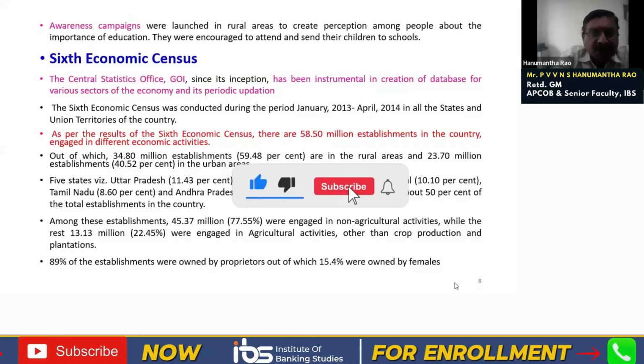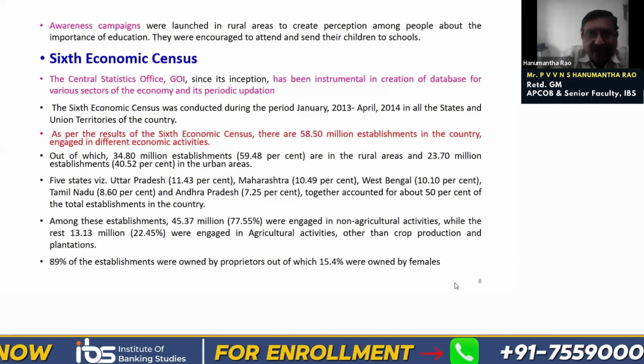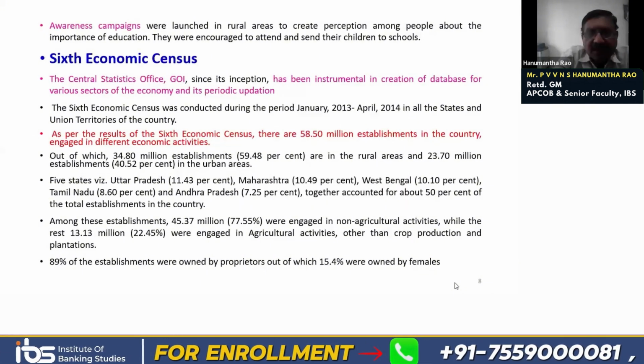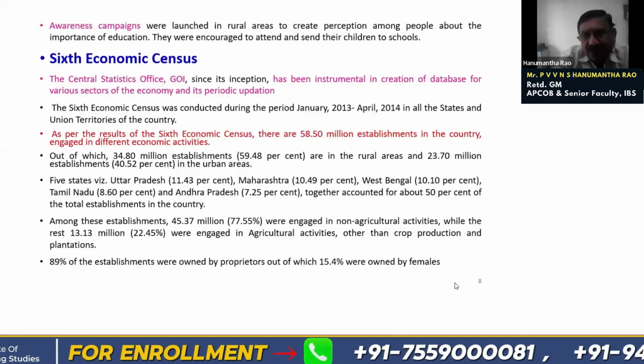22.45%, that is 13.13 million. Whereas for non-agricultural activities, we are having 45.37 million establishments. It accounts for 77.55%.